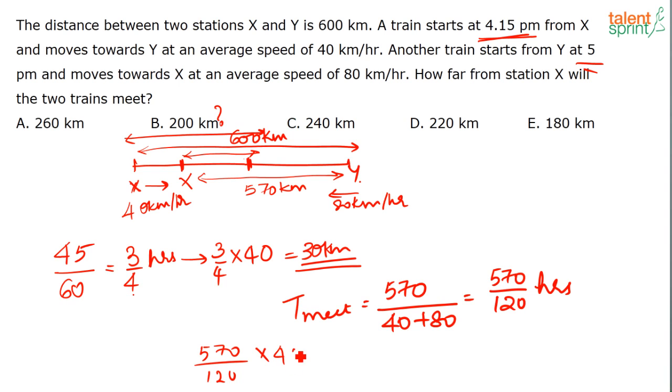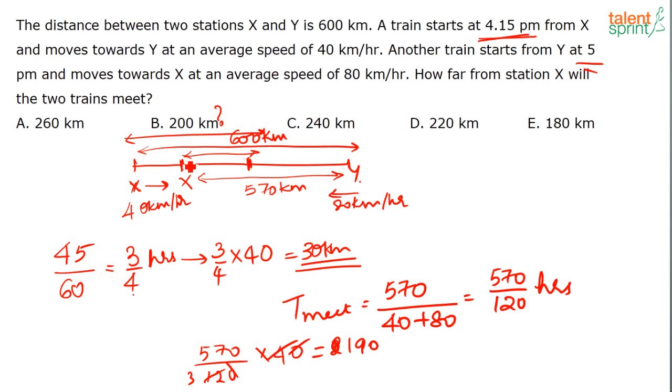The speed of the train is 40. See, don't sit and simplify here. Use it as such. This 570 by 120, whatever is given, just keep it there as such, correct? So you can cancel. Again this is 3, so 570 divided by 3, which is easy to do, 190, correct? 190 is 570 divided by 3.